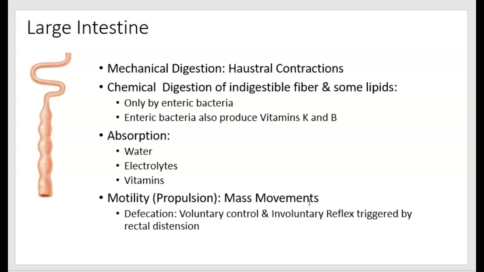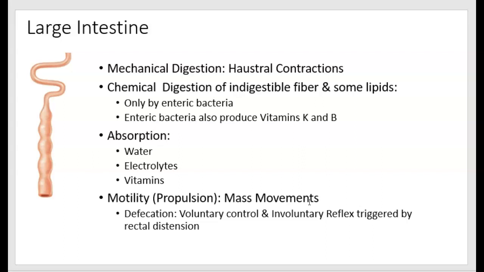And in the large intestine, we have mechanical digestion called haustral contractions, where those pocket-like sacs contract periodically and in different regions, kind of like segmentation in the small intestine. We only have chemical digestion because of the presence of enteric bacteria. They're able to break down some of the indigestible, like cellulose, carbohydrate, fiber, maybe a little bit of lipid. But we don't really absorb the nutrients, so really it's just the bacteria breaking it down.